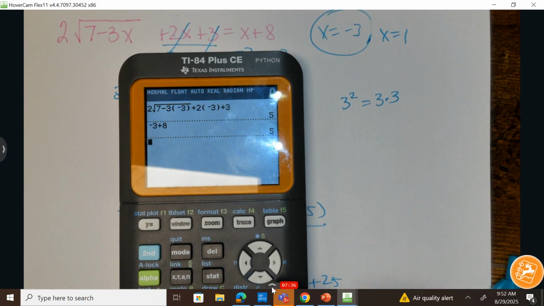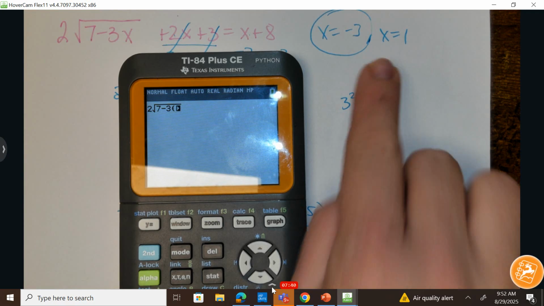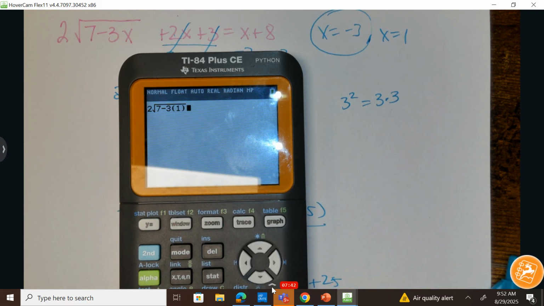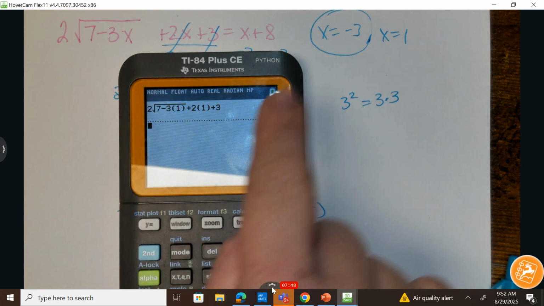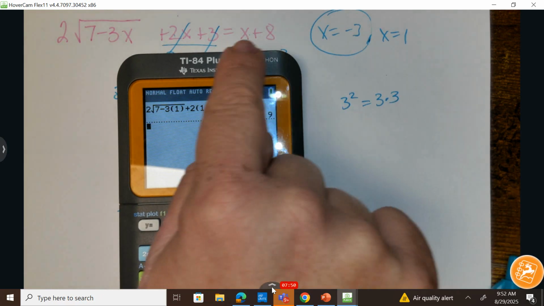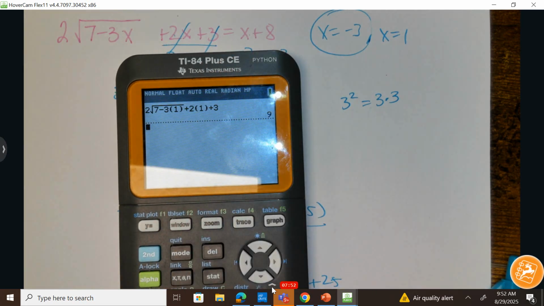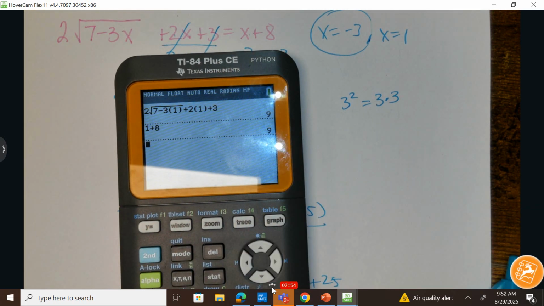Now let's test 1. 2 times the square root of 7, subtract 3, times 1, plus 2 times 1 plus 3. On the left, when I substitute 1, I get a value of 9. When I substitute 1 on the right, 1 plus 8, we can see is also 9. The left side equals the right side. That means it works.